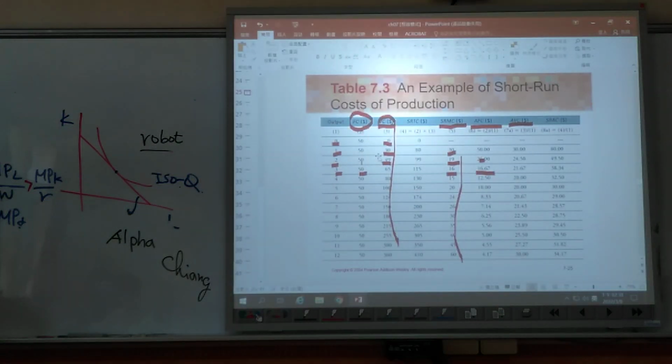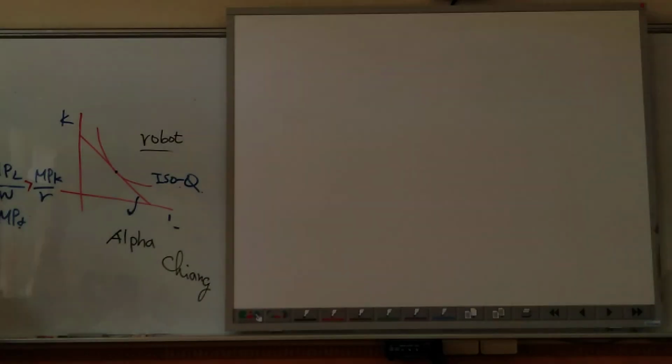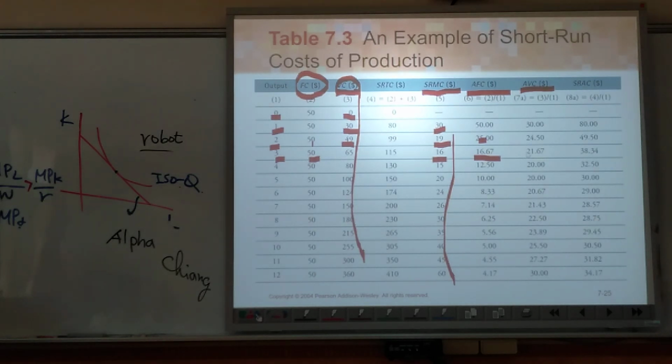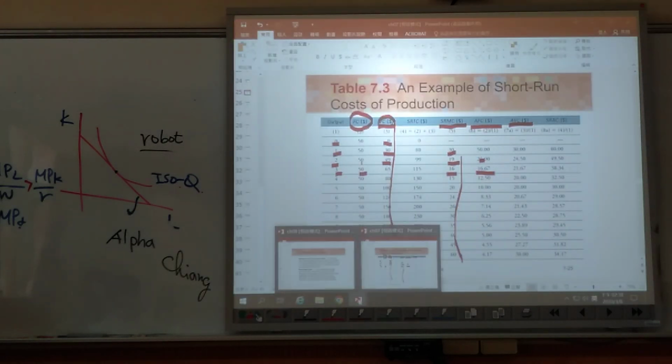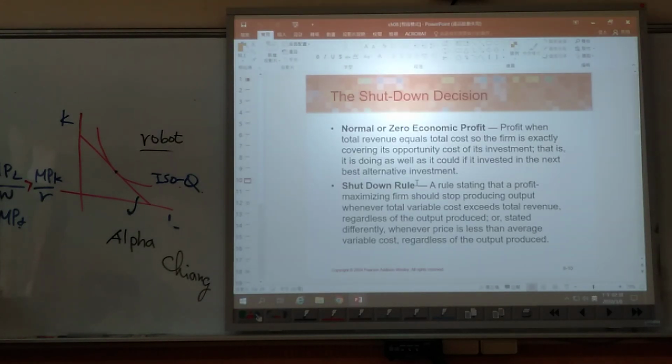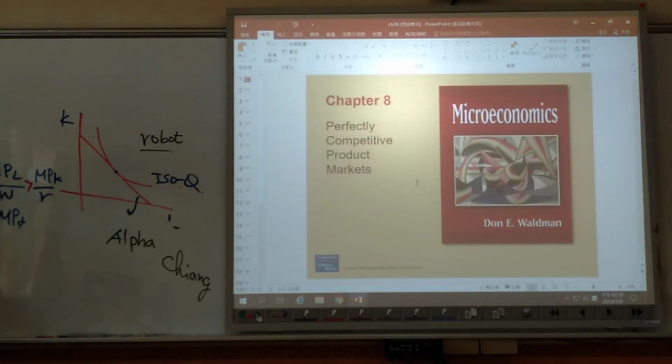Okay, let's get to chapter 8. And so, for next week, we're going to discuss a little bit overall explanation of production cost and perfect competition. And then we're going to discuss homework. So you have to do your homework, chapter 7 and chapter 8.